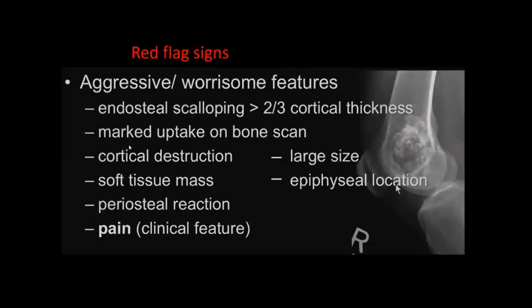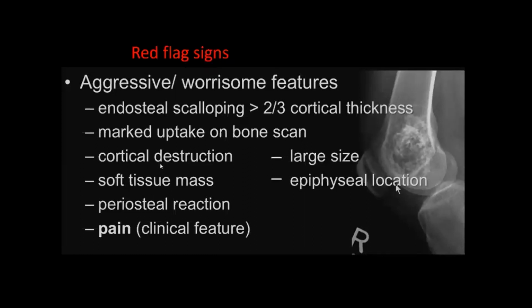The red flag signs, the aggressive or worrisome features, are endosteal scalloping more than 2/3 of the cortical thickness, marked uptake on bone scan, cortical destruction, soft tissue mass, and periosteal reaction. Newly developed pain is a red flag sign for enchondroma.